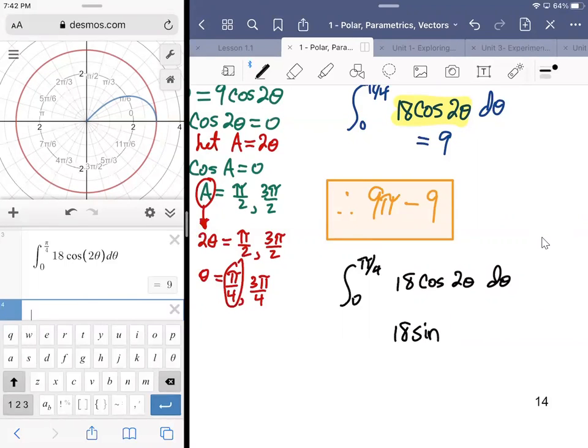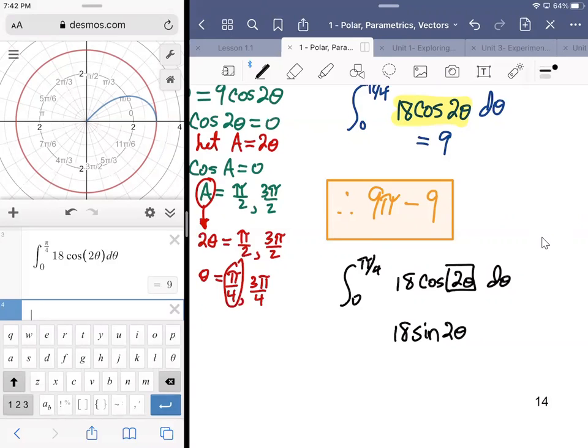That something is going to be the innermost function. It's going to be 2 theta. But there will be some correction value, some number that I have to multiply this expression by in order to make it equivalent to 18 cosine 2 theta.